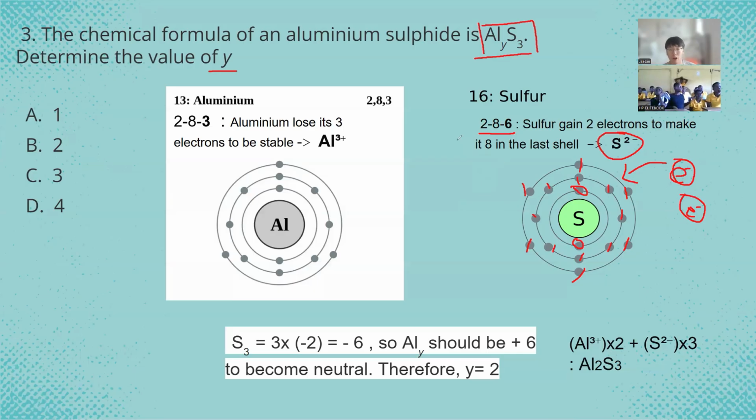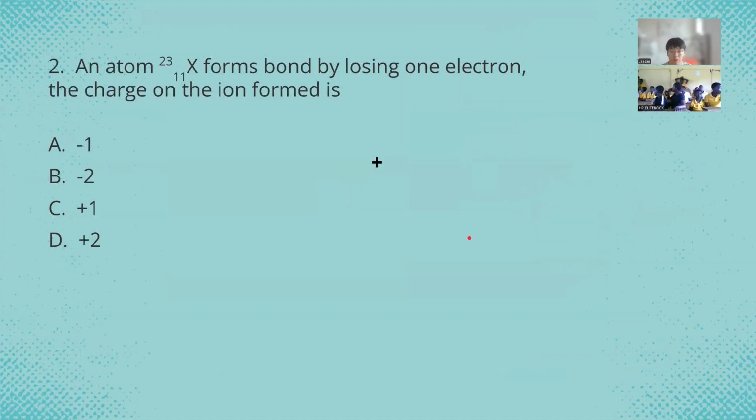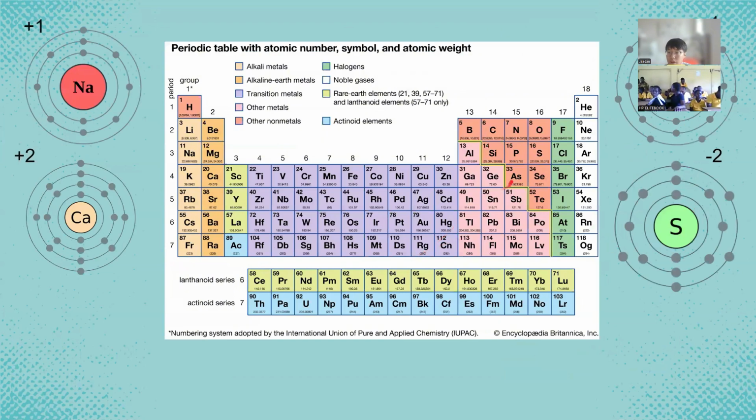So sulfur's atomic number is 16. Here, I can show you the periodic table. Where is sulfur? Sulfur is here. Sulfur is over here. Can everyone see it? And the atomic number is 16. Sulfur's atomic number is 16.